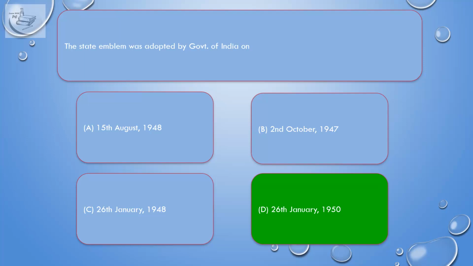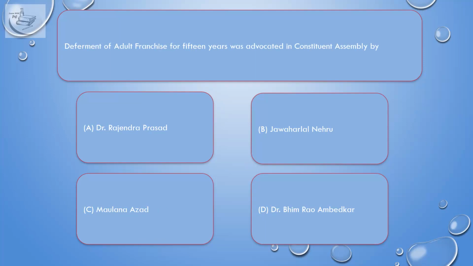Correct answer is D. the 26th of January 1950. Question: Deferment of adult franchise for 15 years was advocated in Constituent Assembly by A. Dr. Rajendra Prasad, B. Jawaharlal Nehru, C. Maulana Azad, D. Dr. Bhim Rao Ambedkar.